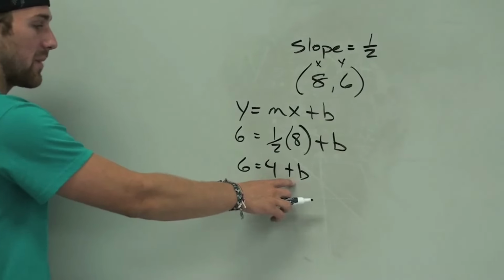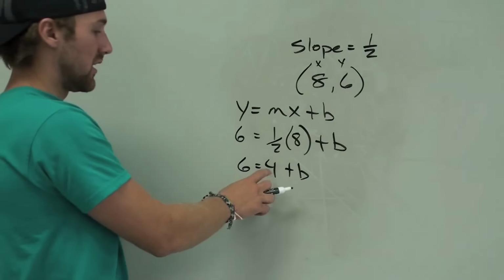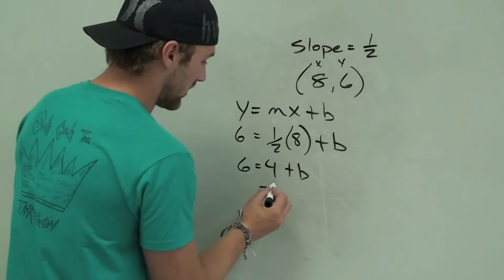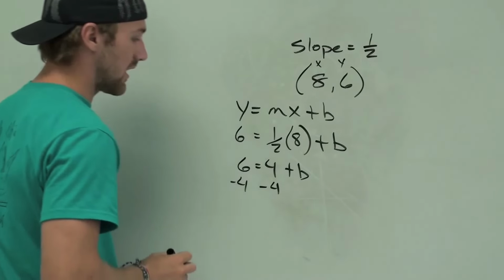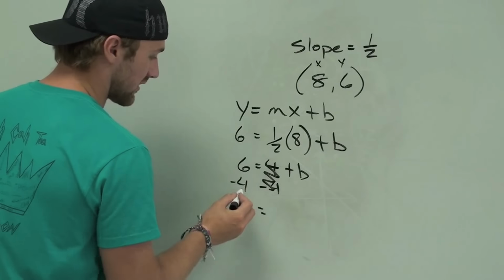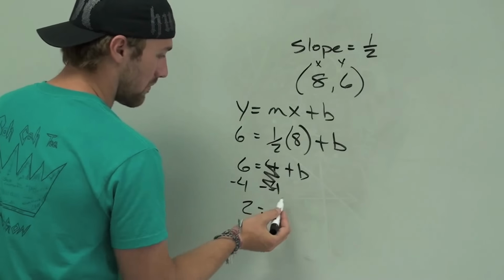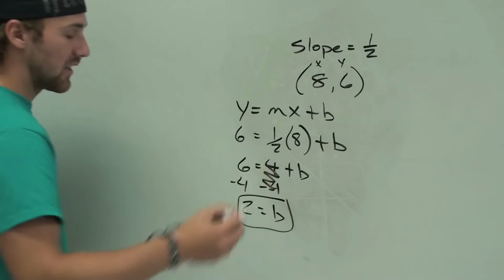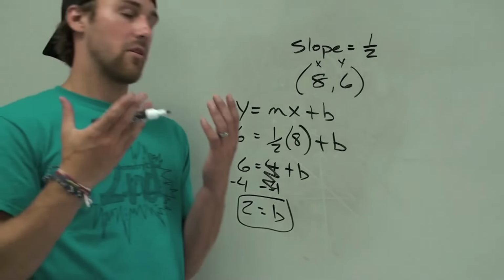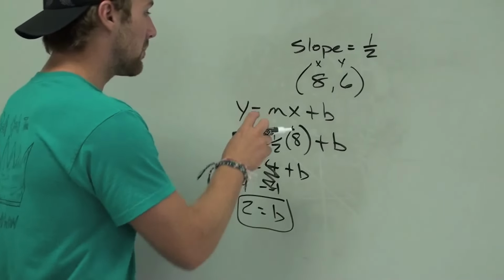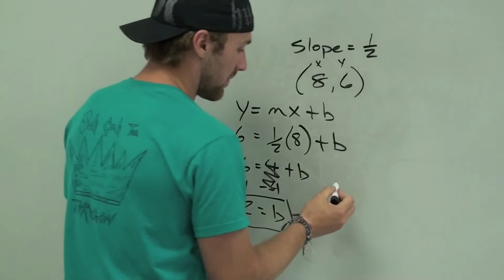Now, we just got to get b by itself, so we get rid of 4. It's a positive 4. Opposite of positive is negative. So we throw out a -4 on both sides of that equal sign. Cancels out. 6 minus 4 is 2. And it equals our b. We got b by itself, we got a number, abracadabra, we're done, okay? But don't forget, you got to plug it back into your formula, all right?